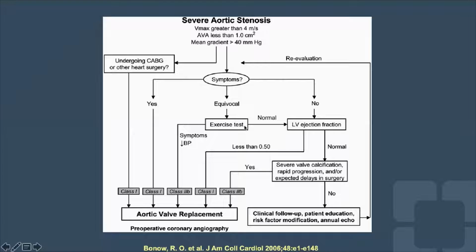If these patients have a normal stress test but have a reduced ejection fraction, they should undergo surgery with a class 1 recommendation. And only if their ejection fraction is normal, they have a normal exercise test, and they're asymptomatic, then these patients should be monitored. And it's reasonable to monitor them medically. However, if you're in an area where these patients have difficulty with their follow-up and you feel that these patients may fall through the cracks, so to speak, it is also very reasonable to go ahead and operate on these patients early.